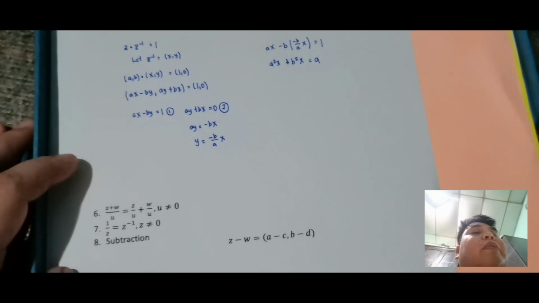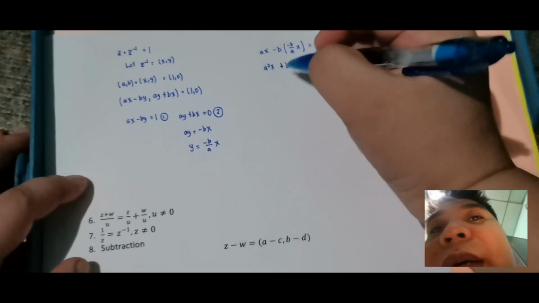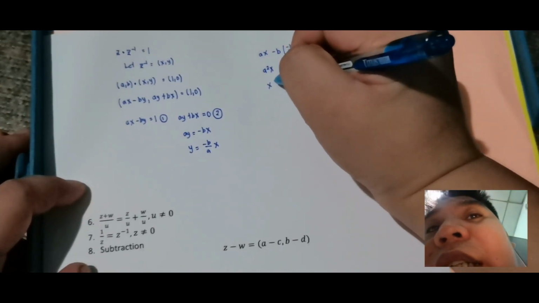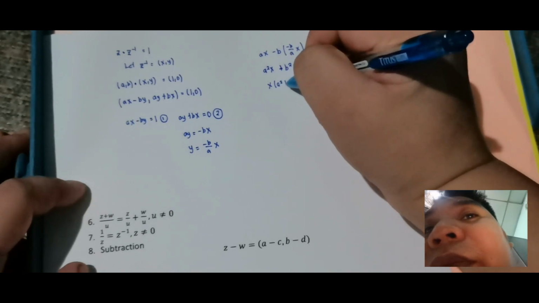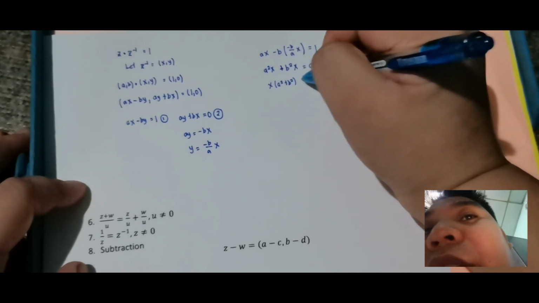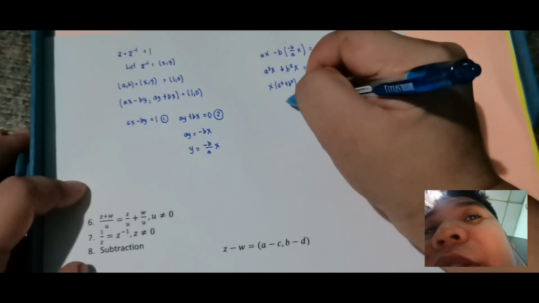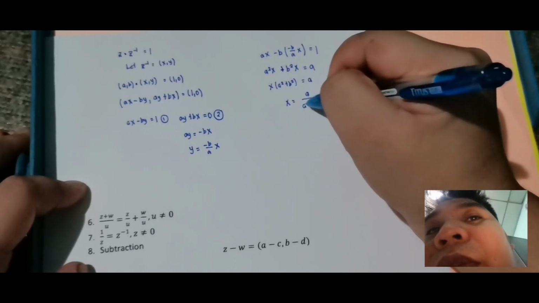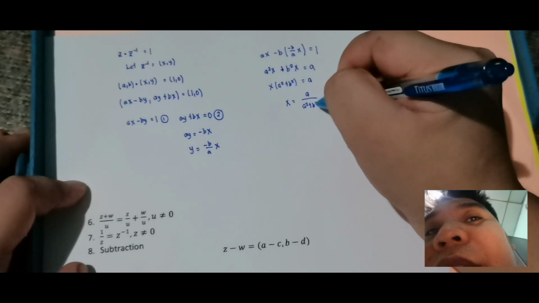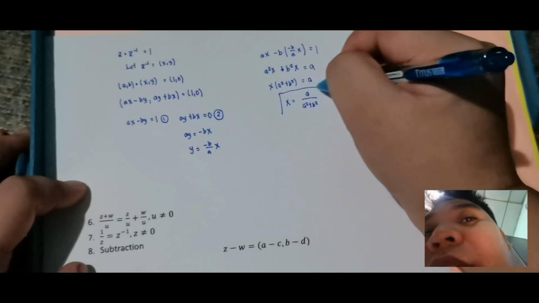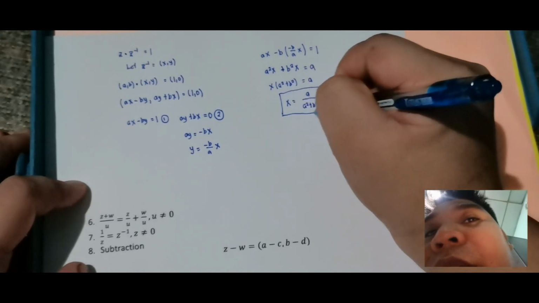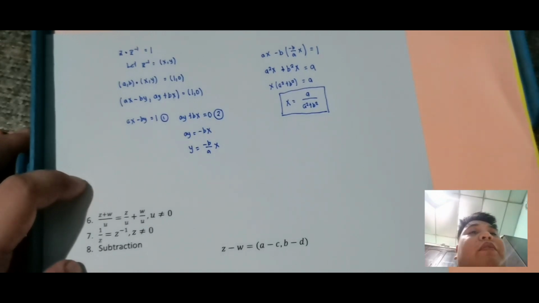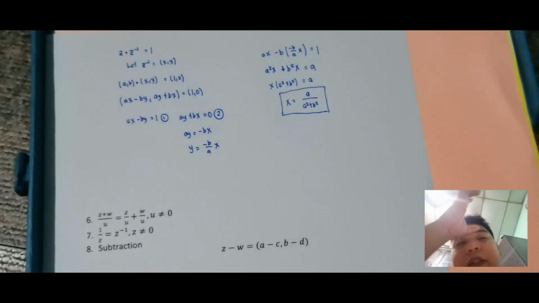Okay, so ang goal natin, hanapin natin ang value ng x. Okay, so factor out x, so that x times (a squared plus b squared) is equal to a. So therefore, the value of x is equal to a over (a squared plus b squared). So ito yung value ng first coordinate natin. Okay, so kailangan natin hanapin yung value ng second coordinate.